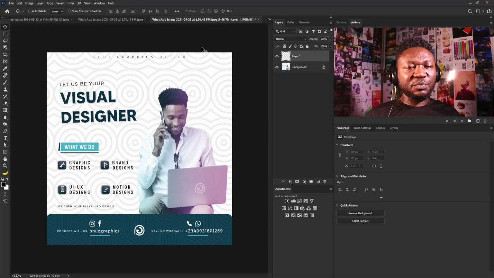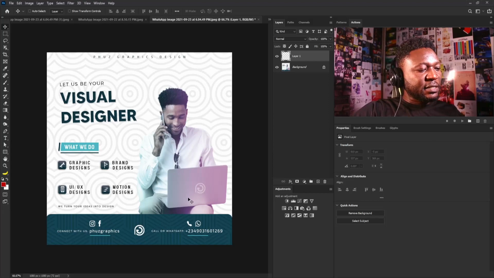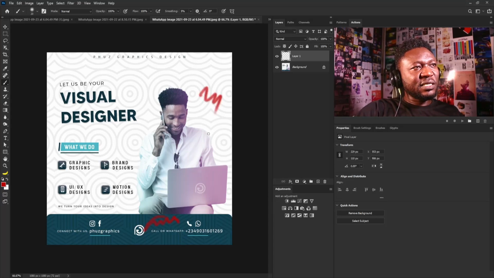All right, the pattern is beautiful, but next time, avoid the use of more than one pattern on your design project. Having too many patterns is going to affect the look of your design. And this is what I'm trying to say here. If you look at this side, this is one pattern here, and this is another pattern. So avoid this. Avoid too many patterns on your design project.